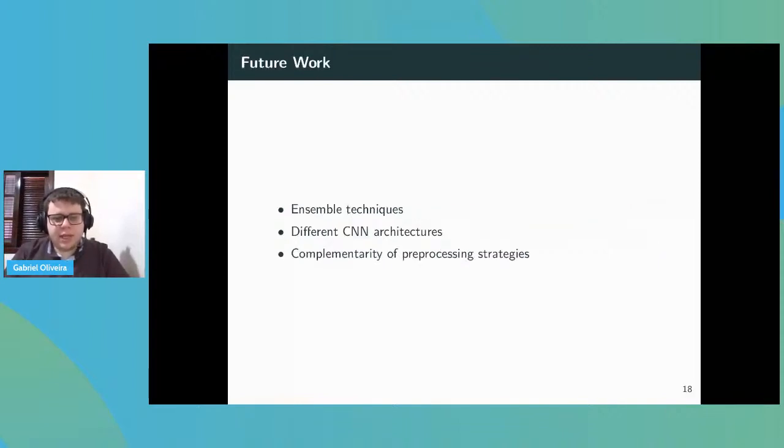For future work, we can highlight the use of ensemble techniques to improve the results and the investigation of different convolutional neural networks to make the prediction of CT scans. We also can highlight the investigation of complementary preprocessing strategies to add other steps for preprocessing the images.